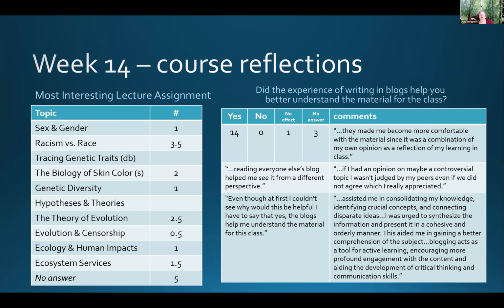This aided me in gaining a better comprehension of the subject. So the reason I was using them was because I really thought they would help the students learn the material better and do a better job of integrating it into their own understanding of biology. And they were telling me that when I asked them at the end of the semester. So that makes me feel better about including it as part of the class.